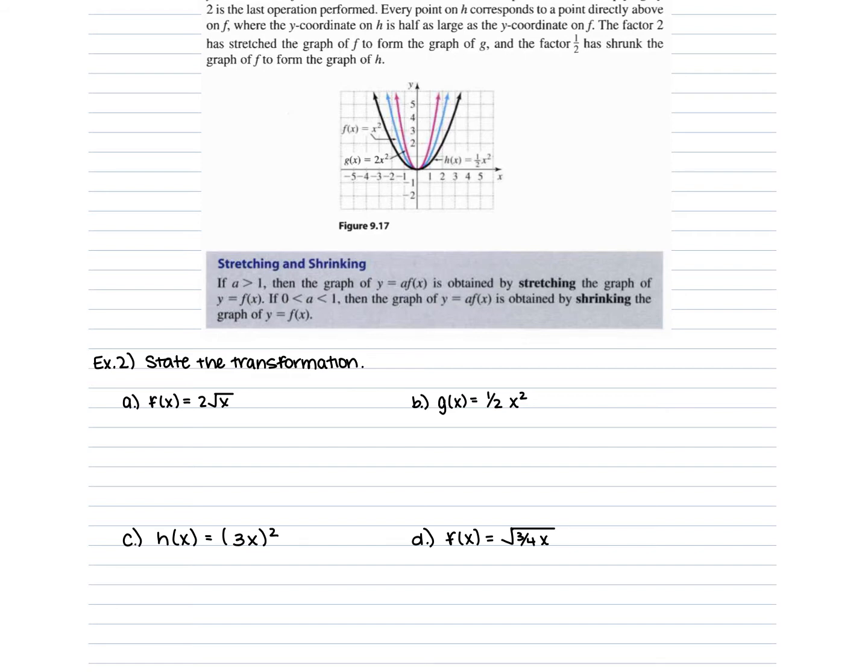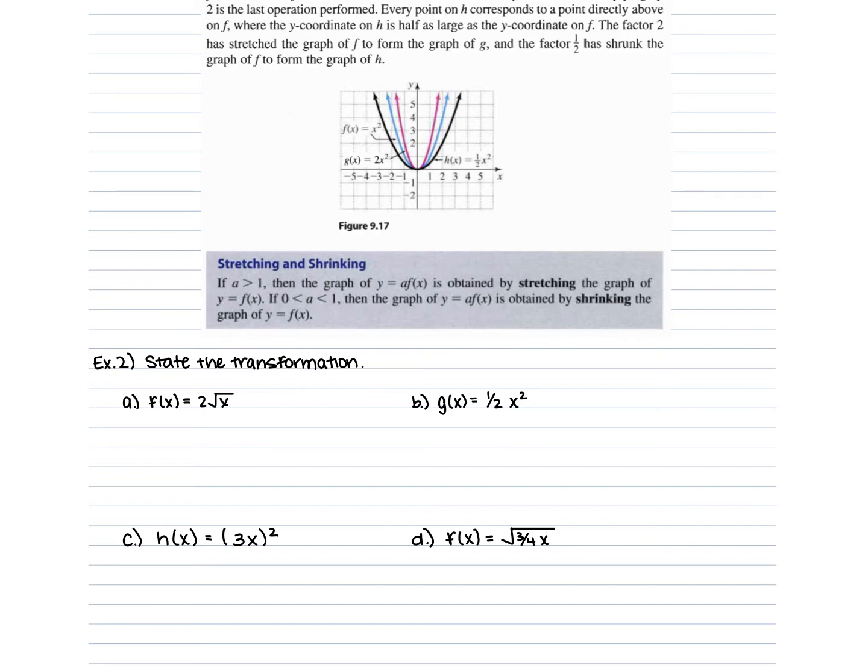If you have a horizontal transformation that's stretching or compressing, it's going to be on the inside of the parentheses, the inside of the absolute value bars, the inside of the radical, in front of the x. You will take the reciprocal of that number, and that will tell you whether you have a stretch or a compression horizontally. If the number, once you take the reciprocal, is between 0 and 1, you have a horizontal compression. If the number is greater than 1, once you take the reciprocal, then you have a horizontal stretch.